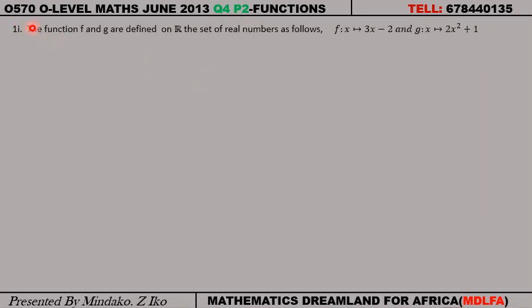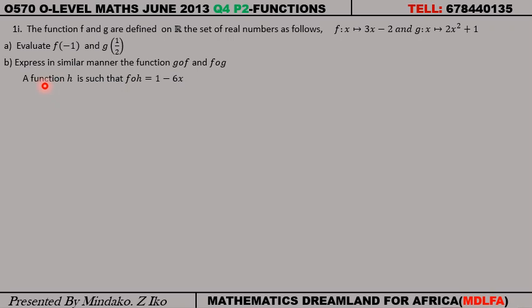Question 1 reads: the functions f and g are defined on R, the set of real numbers, as follows. f is such that x is mapped onto 3x minus 2, and g is such that x is mapped onto 2x squared plus 1. Part A says evaluate f of negative 1 and g of half. Part B says express in a similar manner the functions g of f and f of g. A function h is such that f of h equals 1 minus 6x. Part C says find h of x, stating its domain.